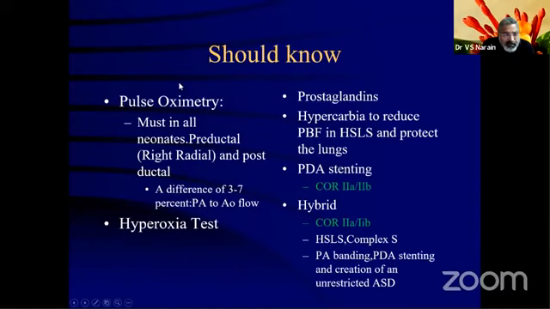One should know the importance of pulse oximetry in these patients. In the infants, you must have pulse oximetry. It is a must before the patient is discharged from the hospital, because you can miss many congenital heart diseases by just your clinical impression. So with pulse oximetry, the moment you get a difference of 3 to 7% between the upper and lower limbs, you are vigilant that this could be a case of cyanotic heart disease. Hyperoxia test, we will discuss that.